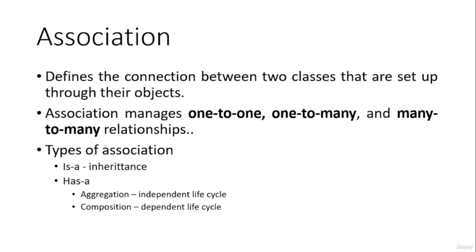Whereas composition is a much stronger form of relationship in which both the entities are dependent on each other. When you delete an object, the other object will be affected and will also be removed. For example, a room and a house: if you remove a house, then all the rooms in the house will also be removed. That kind of relationship is called composition.